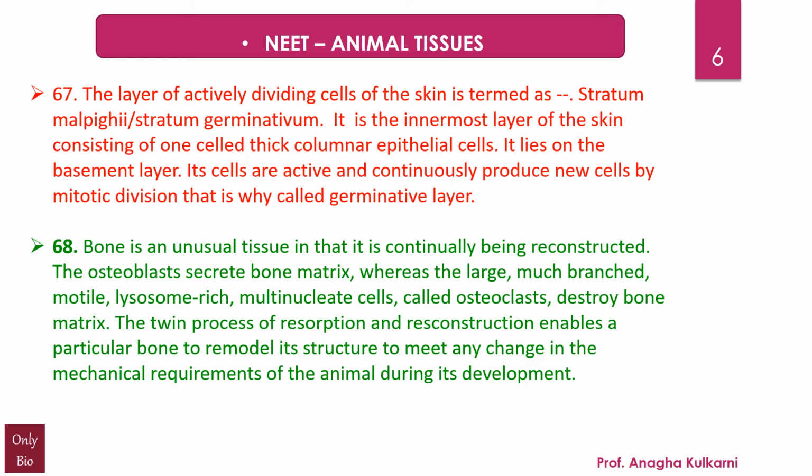Point number 68. Bone is an unusual tissue in that it is continuously being reconstructed. The osteoblasts secrete bone matrix, whereas the large, much branched, motile, lysosome-rich, multinucleate cells called as the osteoclasts destroy the bone matrix. The twin process of resorption and reconstruction enables a particular bone to remodel its structure to meet any change in the mechanical requirements of the animal during its development.